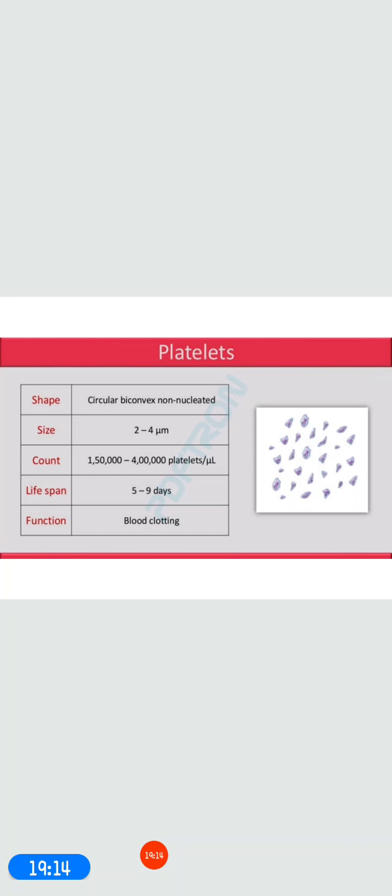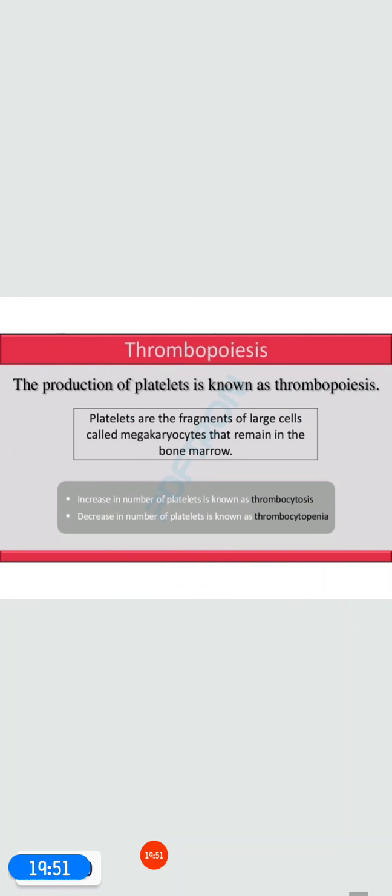Platelets are either isolated from collected units of whole blood and pooled to make a therapeutic dose or collected by platelet apheresis. Blood is taken from the donor and passed through a device which removes the platelets. This helps in blood clotting. This is the description of platelets.